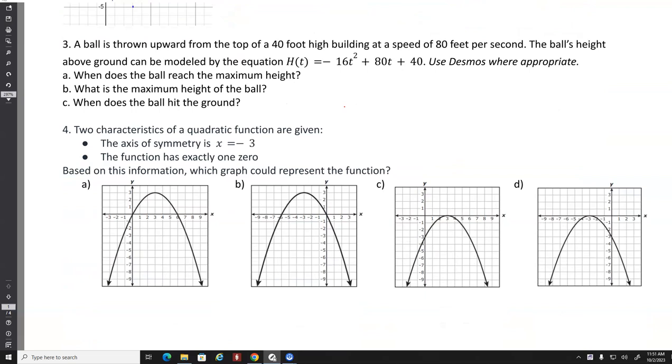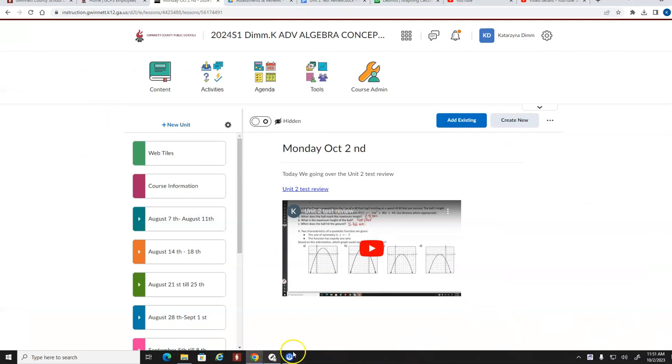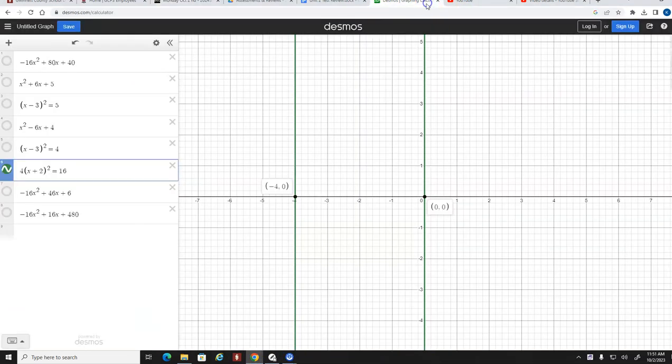All right. A ball is thrown upward from the top of a 40-foot high building at a speed of 80 feet per second. The ball height above ground can be modeled by the equation -16t squared plus 80t plus 40. Use Desmos. So yes, I would use Desmos, and I already got it ready for you guys. And this is the equation right here.